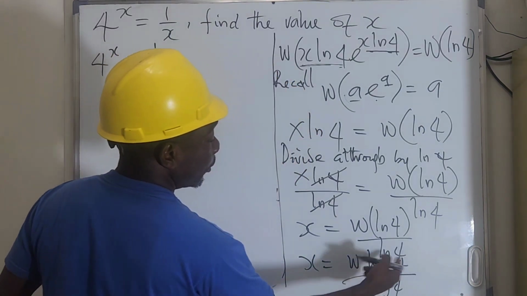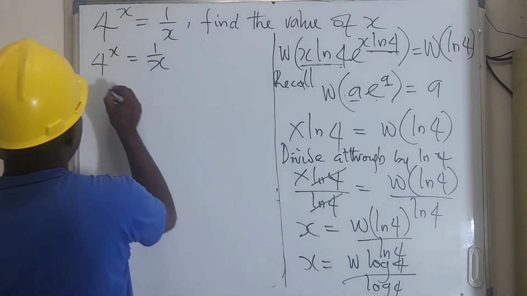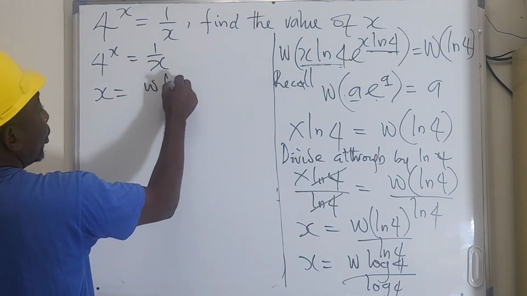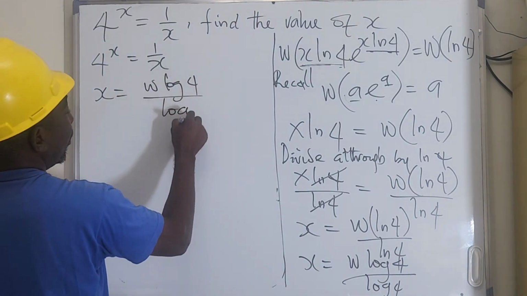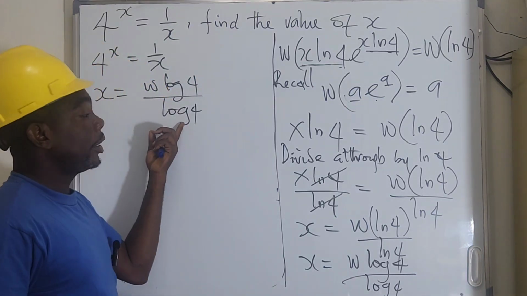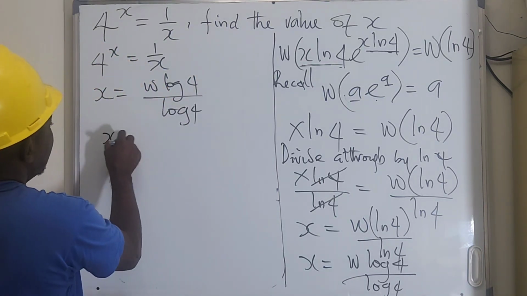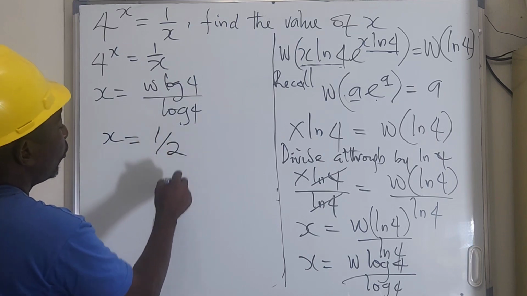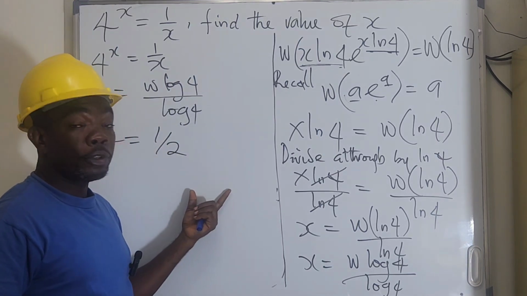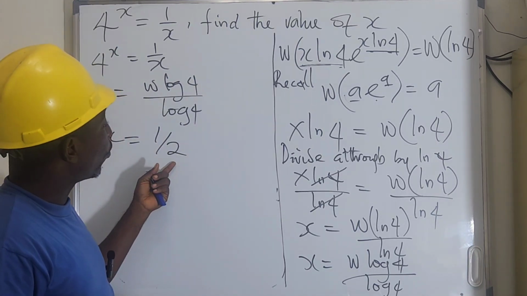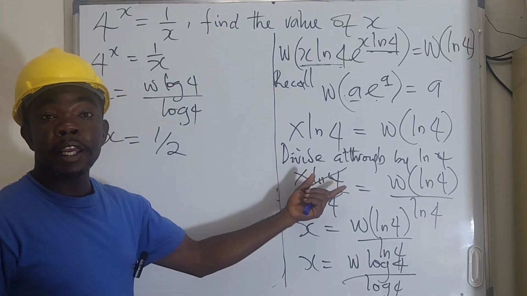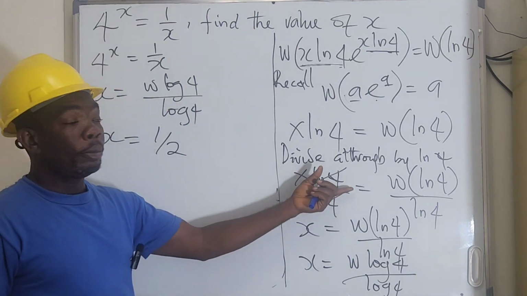So for us to bring this, I will say we plug into a calculator. We have x equals W of ln 4 over ln 4. In this case, when we have this, this will give us x equals 1 over 2. So now we've been able to solve that. We have x equals 1 over 2 by using a special function, the Lambert W function.